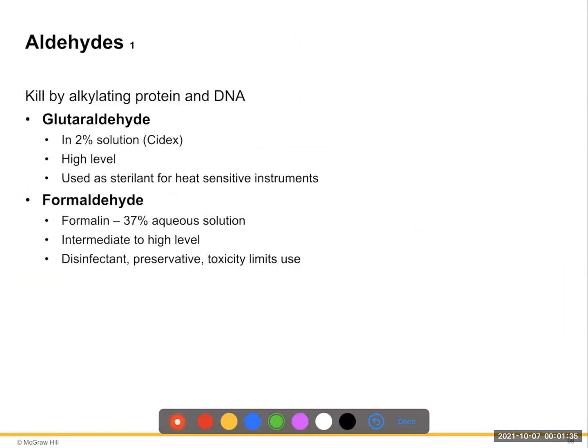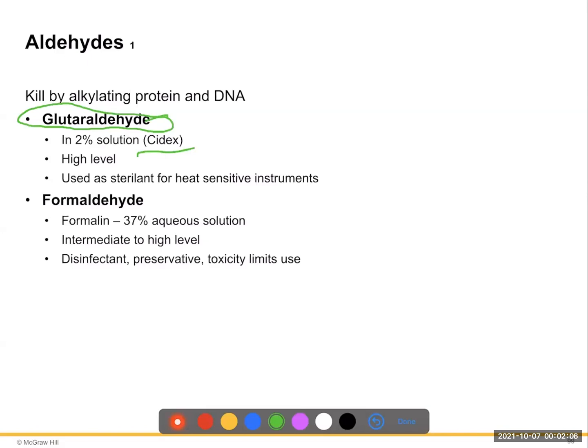Okay, alkylating protein and DNA: glutaraldehyde. These are your aldehydes. Glutaraldehyde in a 2% solution is called Cidex. It's a high-level disinfectant. It's used as a sterilant for heat-sensitive instruments. Remember, we sterilize things by heat and pressure. Now, if what we're using is sensitive to heat, we can't use that to sterilize it. We can use glutaraldehyde. You just put it in there for 24 hours or longer. It will sterilize heat-sensitive items that have to go in the mouth or into the human body.